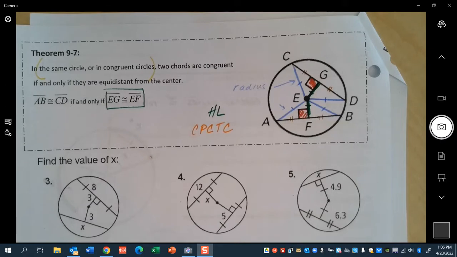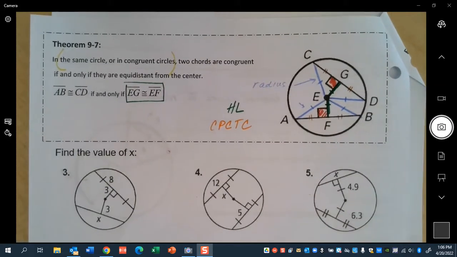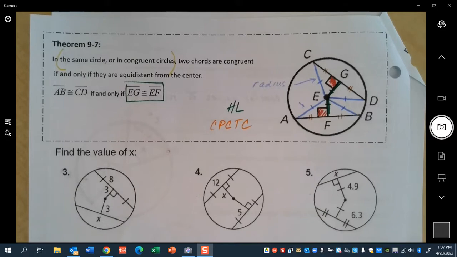Now, it's a theorem. Somebody went to the difficulty of proving it for you. You don't have to prove it, but you could. Because by CPCTC, all those little orange segments are congruent. I can use CPCTC because my triangles are congruent. My triangles are congruent because of hypotenuse leg. I have the leg that was given to me, and all the hypotenuses are radii of the same circle.